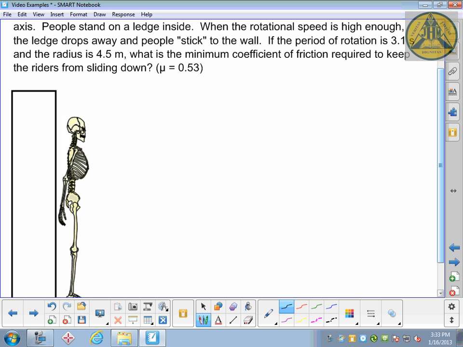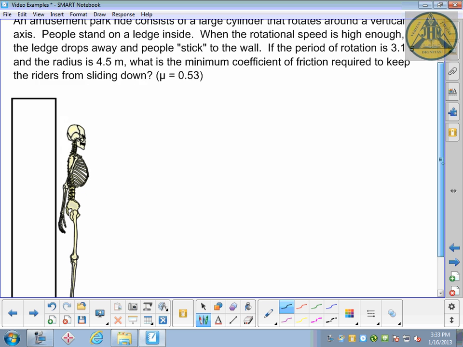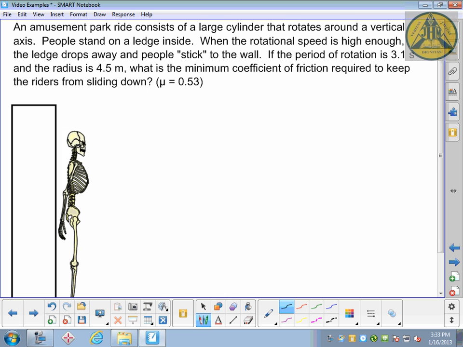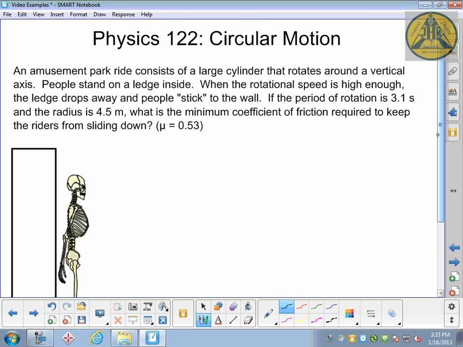If the period of rotation is 3.1 seconds and the radius is 4.5 meters, what's the minimum coefficient of friction required to keep the riders from sliding down? And hopefully we'll get an answer of 0.53 or somewhere around there. It seems really complicated at first. Mathematically, it's quite easy. The biggest problem you'll have is just remembering where to start. And I'll show you right now.